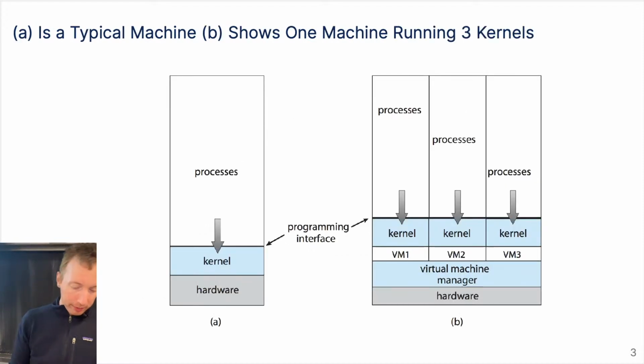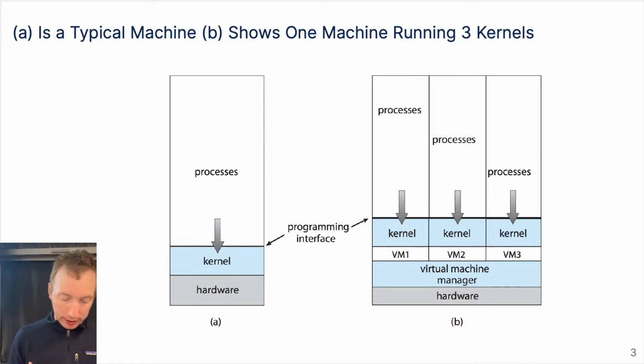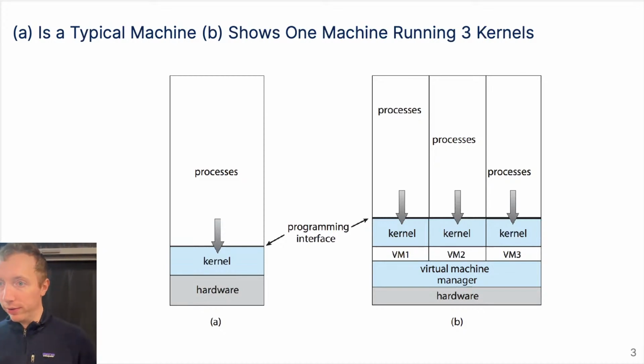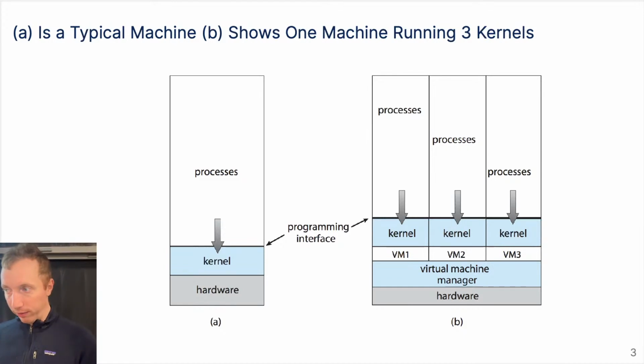So this is a diagram of what it looks like. We're kind of used to what happens on the left in A. We have a bunch of processes. There's a programming interface, so we can talk to the kernel, which is the system call interface we all know and love. And the kernel then uses that. It's in a different CPU mode, and then it actually talks directly to the hardware. Processes never talk directly to the hardware.